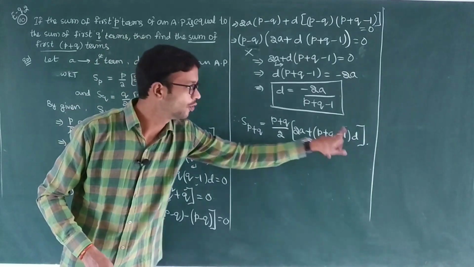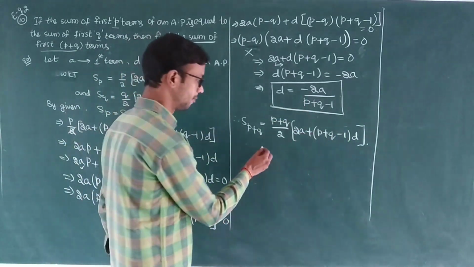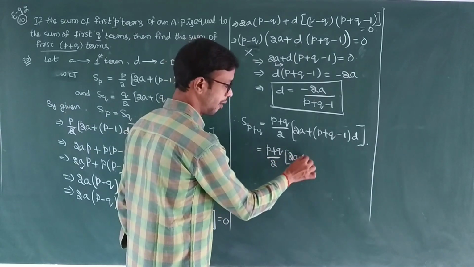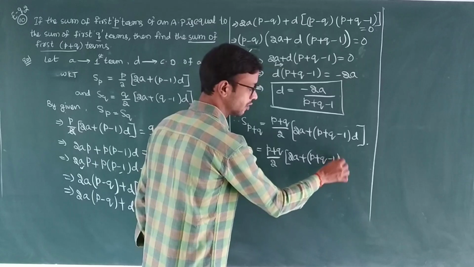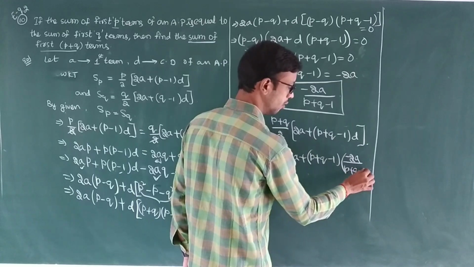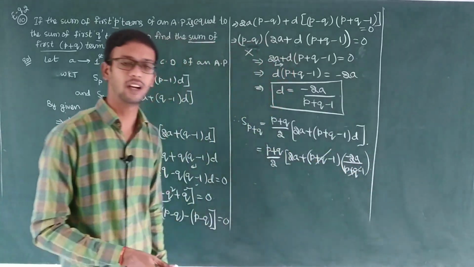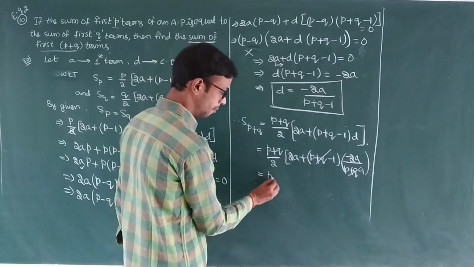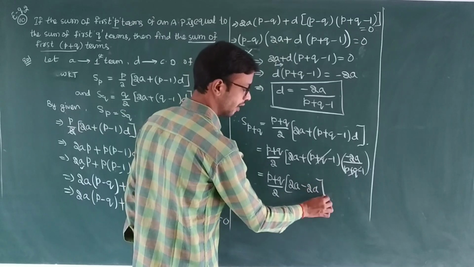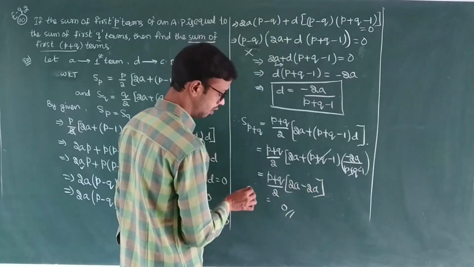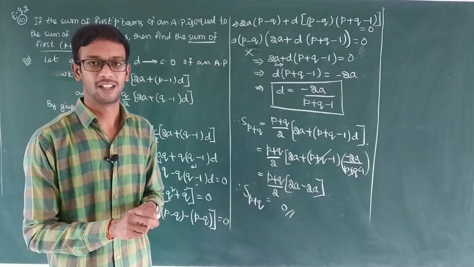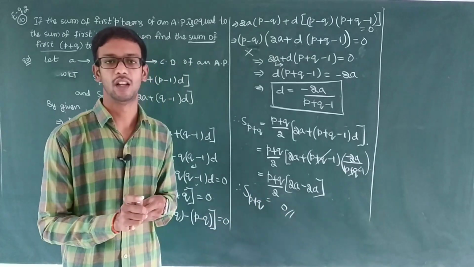So now the D value we know already, substitute this D value there. P plus Q by 2 into 2a plus P plus Q minus 1 into minus 2a by P plus Q minus 1. P plus Q minus 1 gets cancelled. Next, P plus Q by 2 into 2a minus 2a. 2a minus 2a is 0. So S P plus Q, the sum of the first P plus Q terms, is 0.